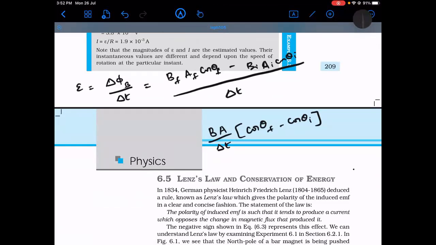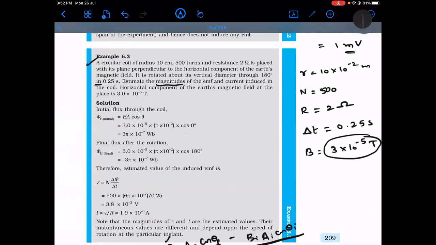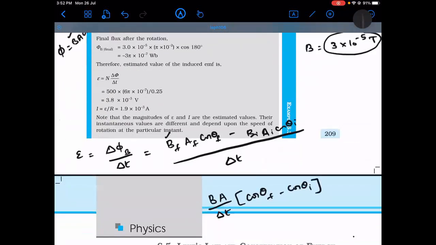Sir, can you explain how you took it common, sir? On what basis you took B and A common, sir? Because they're the same, no? It's the same coil. So it's the same magnetic field. The horizontal component of the Earth's magnetic field is fixed at the given location. So here the flux is changing only because of the change in the orientation. Flux is equal to BA cos theta. So B is constant, A is constant, theta is changing in this case. Because initially theta was 0 degrees, finally theta is 180 degrees because it is rotated through an angle of 180 degrees. So that is the reason I took them common.